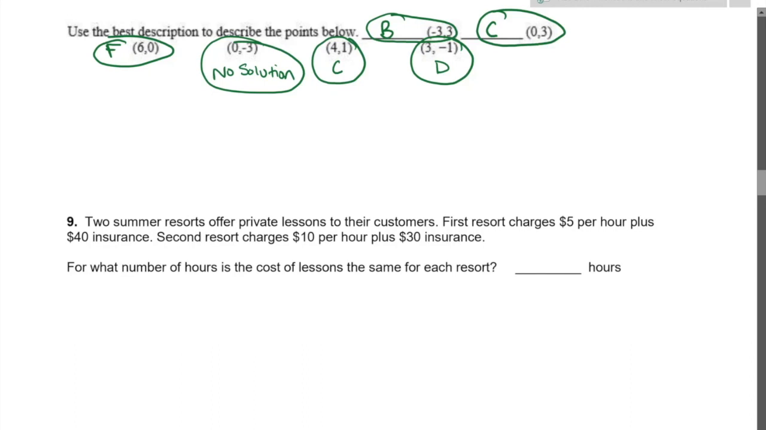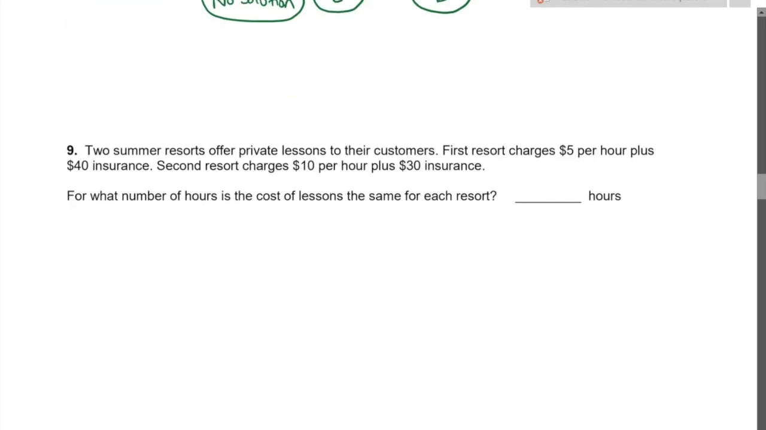Question 9. Two summer resorts offer private lessons for their customers. First resort charges $5 per hour plus $40 insurance. Second resort charges $10 per hour plus $30 insurance. For what number of hours is the cost of the lessons the same for each resort?